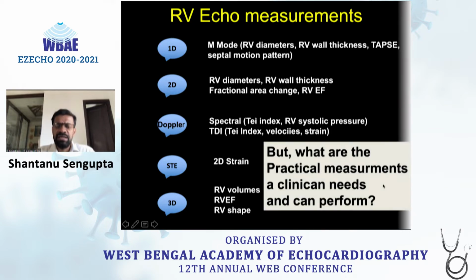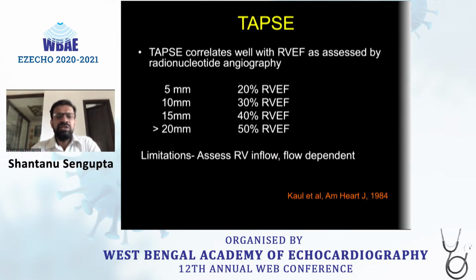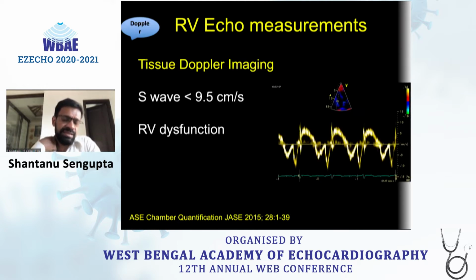But what are the practical measurements that clinicians can perform? The most common, which came in the ASE chamber guidelines in 2015 by Roberto Lang, is TAPSE. It is the tricuspid annular peak systolic excursion, and anything less than 17 identifies RV systolic dysfunction. TAPSE does correlate fairly well with RV function assessed by radionuclide angiography. You can also look at the diameters. There are different ways of looking at it, the base, mid, and longitudinal levels, as also seen in the ASE and JASE guidelines.